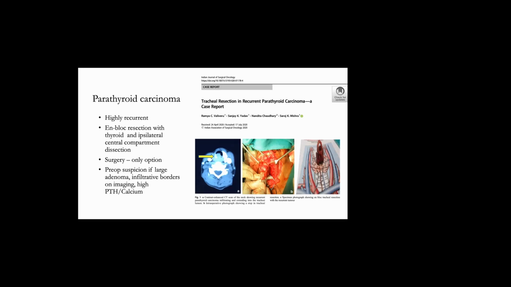So I think infiltrative borders and intraoperative, that whitish fibrotic tissue is what probably can indicate to you that it could be a malignant parathyroid tissue. So this is one of my case reports while I was in SGPGI.